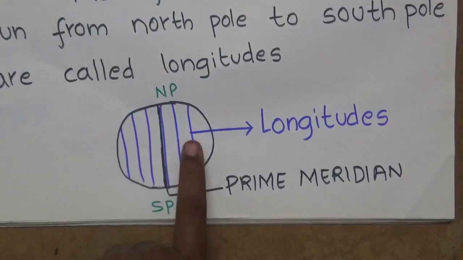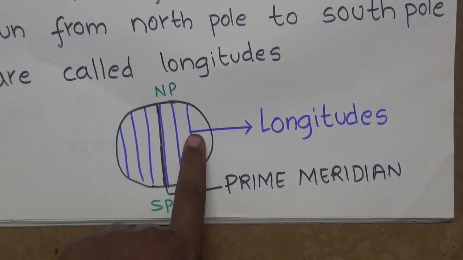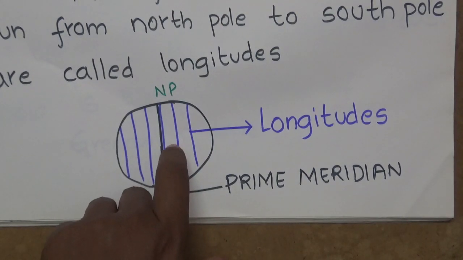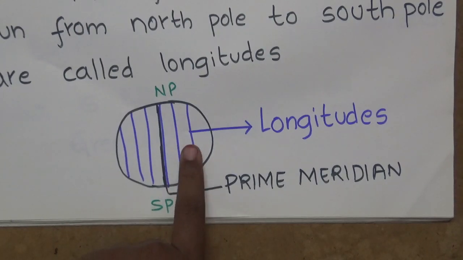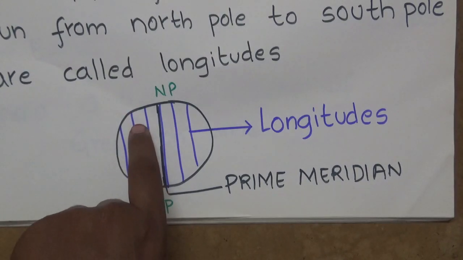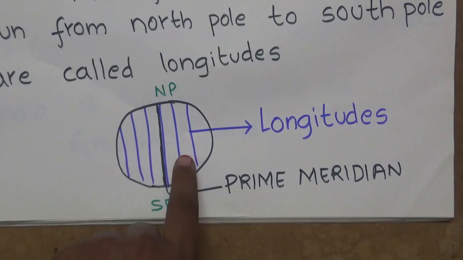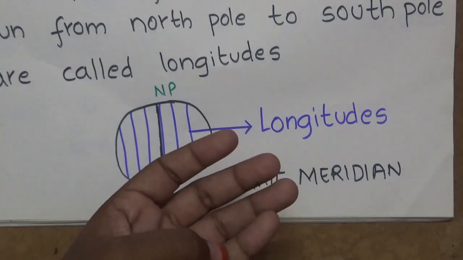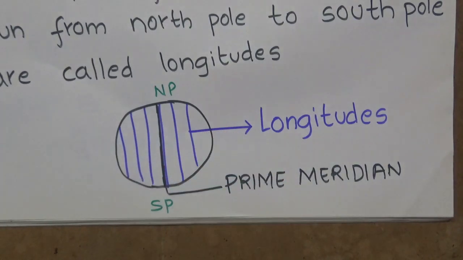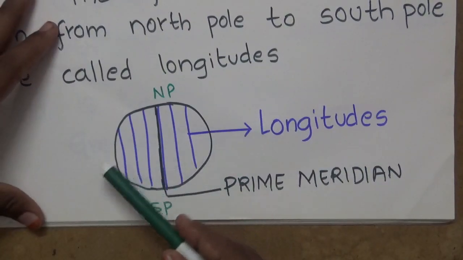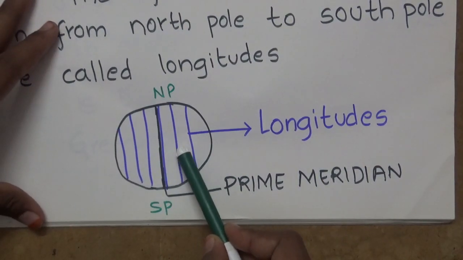In the same aspect, India and Pakistan are situated. We'll take India and Pakistan as an example for better understanding. India is 5.5 hours ahead of Greenwich time. So if the time in Greenwich is 12 in the afternoon, the time in India will be 12 plus 5.5 hours, it will be 5:30 in the evening. Similarly, for Pakistan the time difference is 5 hours.